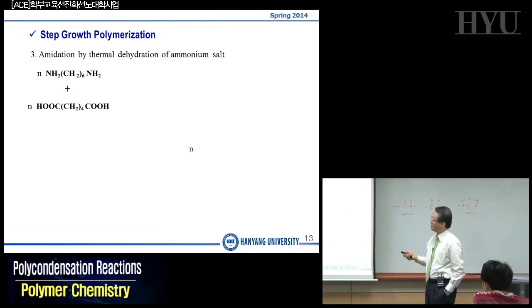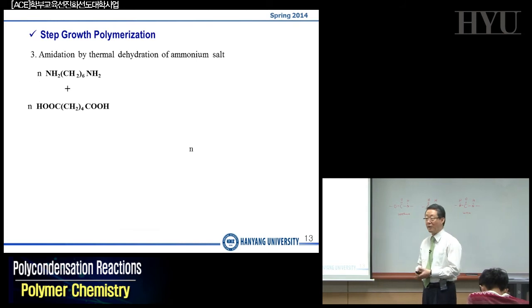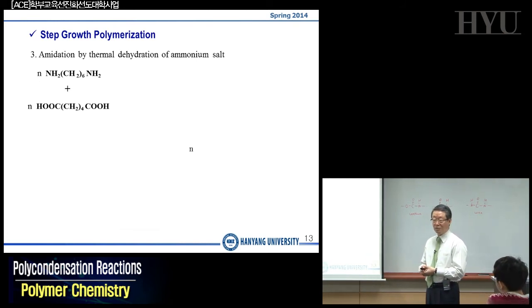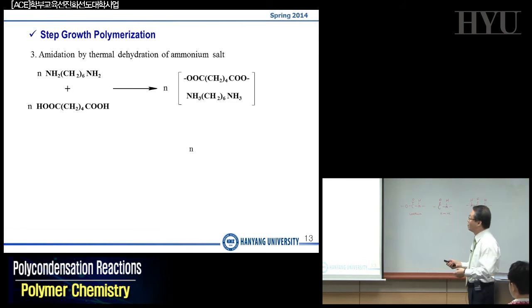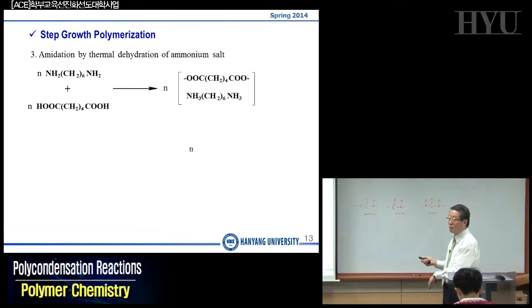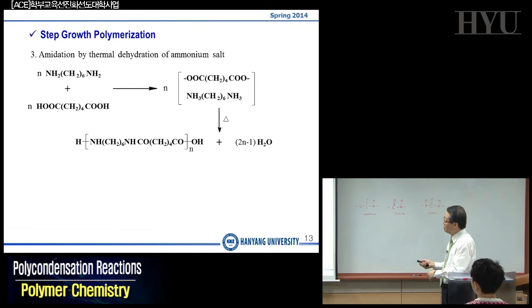But it's not simply these two monomers where the amine attacks the carbonyl so that you form water as a byproduct. It does not occur simply in one step. This is a two-step reaction. The first step requires the formation of the salt at low temperature, below 100 degrees C. Later, as you increase the reaction temperature up to about 250 degrees C, you form hexamethylene adipoamide with water as a byproduct.